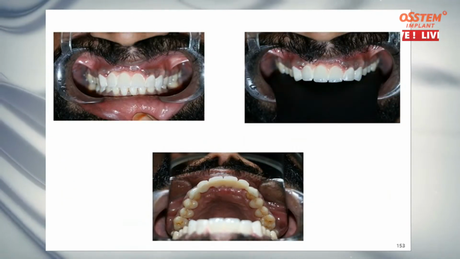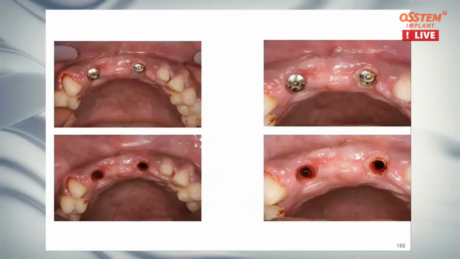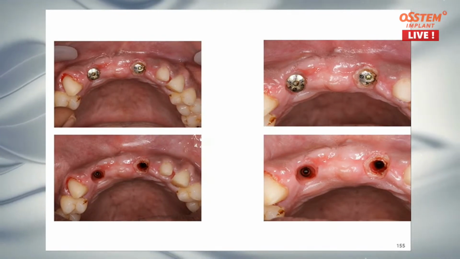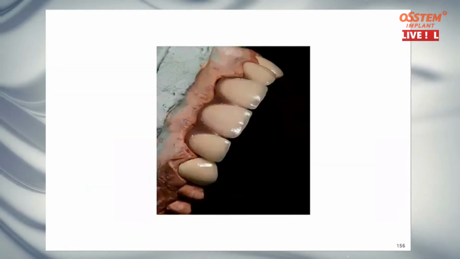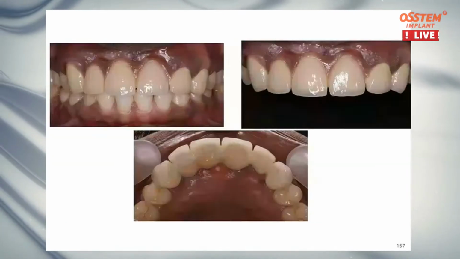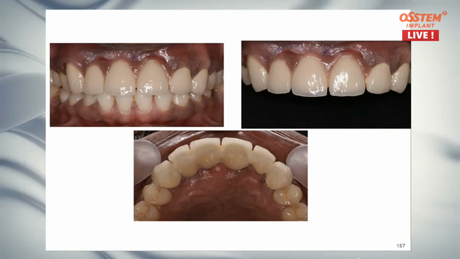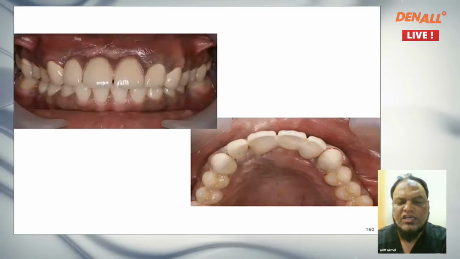So this is how we finished the case. This is during the surgical phase, healing abutments. You can appreciate this soft tissue. And this is the lab work. And this is how it was finished. This is how the crown should look in the aesthetic zone. See that smile which he has now.